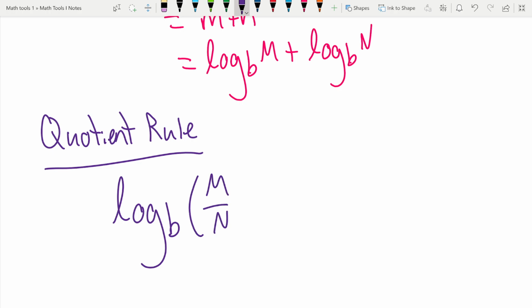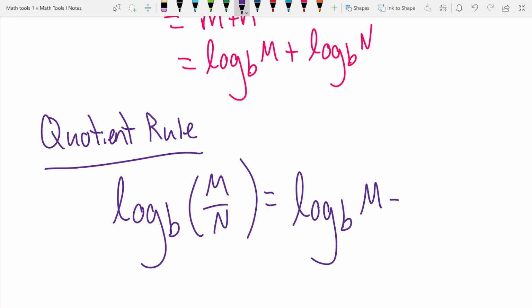So this is log base b of m divided by n is equal to log base b of m minus log base b of n. Okay. So now with quotients, you can break them up over subtraction.